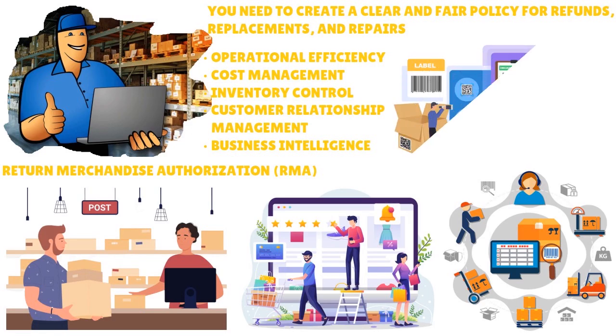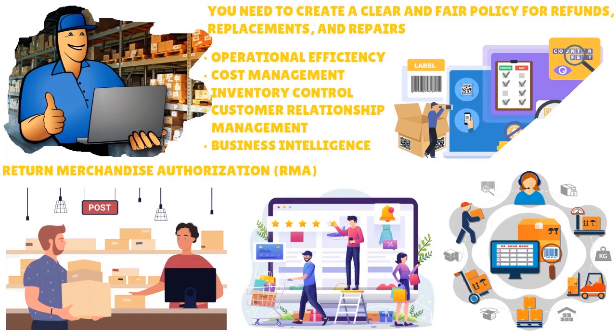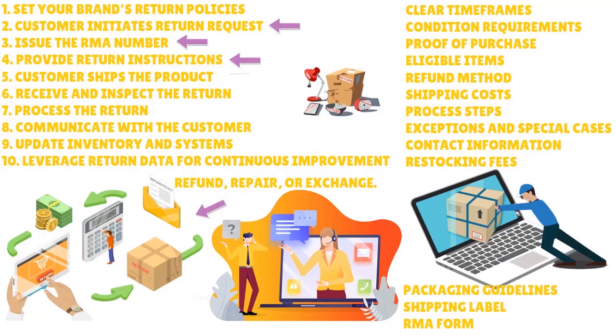And when I speak about shipping label, a prepaid return shipping label, if applicable, or instructions on how to obtain one, and an RMA form, so a form to be included in the package, if applicable, with the RMA number and details about the return reason. So that's number 4. You want to provide return instructions.